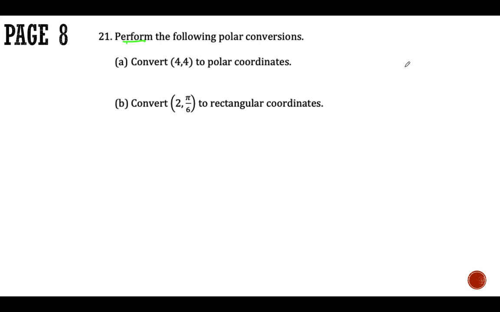So I'm going to draw a graph here. And I'm going to graph both polar and rectangular on this same system. So this is in rectangular form, which means it's x, y. So I'm going to plot that point. 1, 2, 3, 4. There's 4, right?